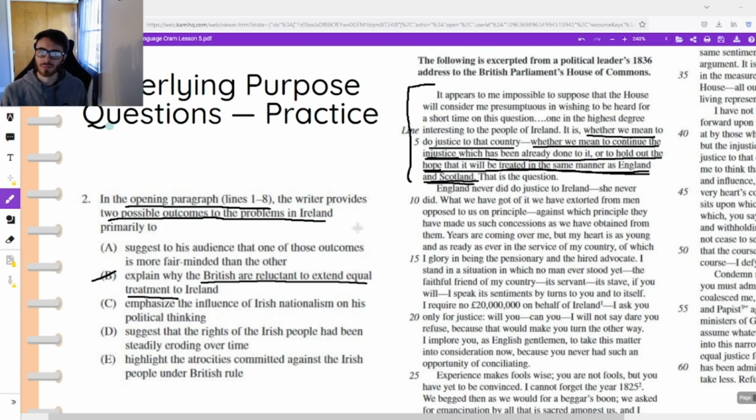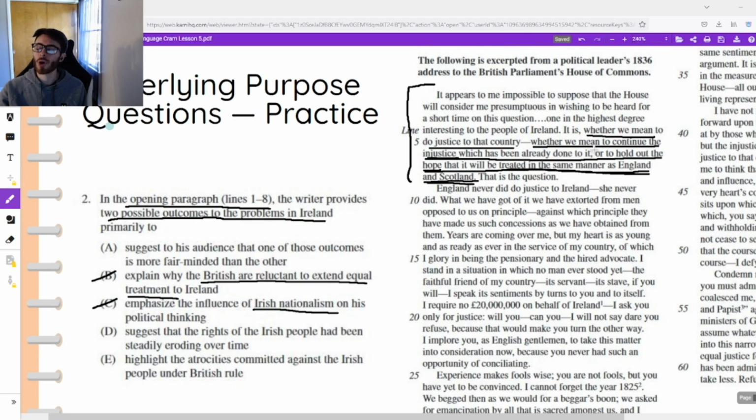C, the writer provides two possible outcomes to the problems in Ireland, primarily to emphasize the influence of Irish nationalism on his political thinking. There are some components to this that are okay, right? It does demonstrate his political thinking, his personal perspective, right? And his personal perspective does seem to be in favor of fair treatment for Ireland. However, we don't know anything about Irish nationalism. That's kind of an assumption we would be making. So that's probably bad for that reason.